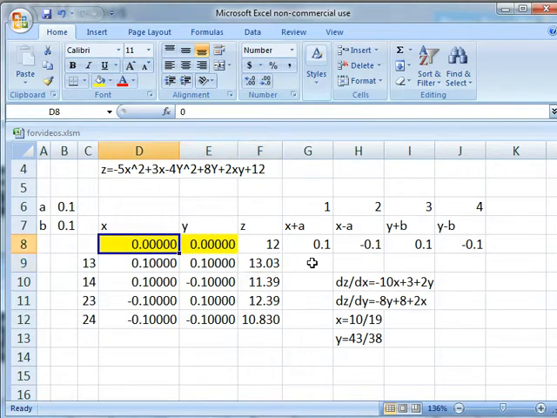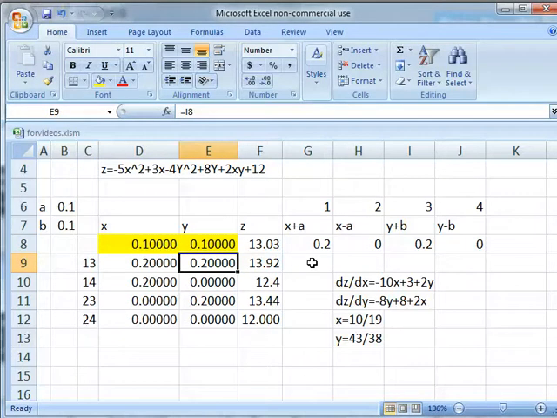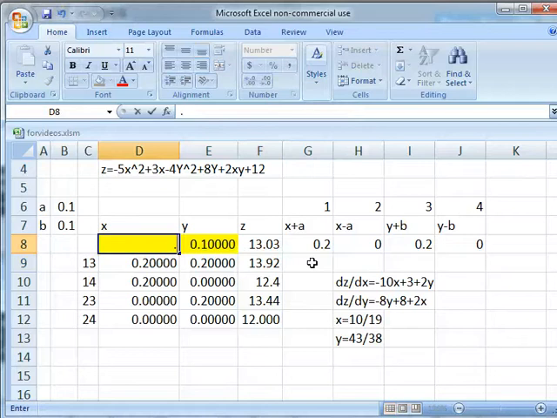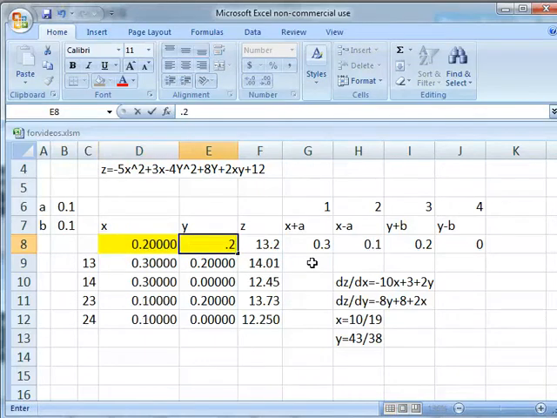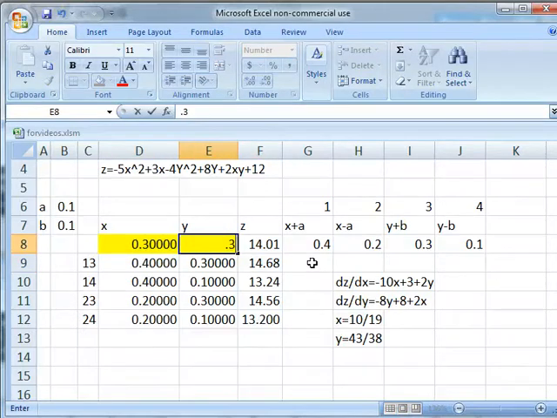So that's exactly what I do, and I select 0.1 and 0.1, and again everything is recomputed. The next one that I find to be the best one is again 0.2 and 0.2, so I go to 0.2 and 0.2. Of course, this would have to be done in a computer program to work faster. And still, the best one that I can get is 14.67 with 0.3 and 0.3, so I go to 0.3 and 0.3.